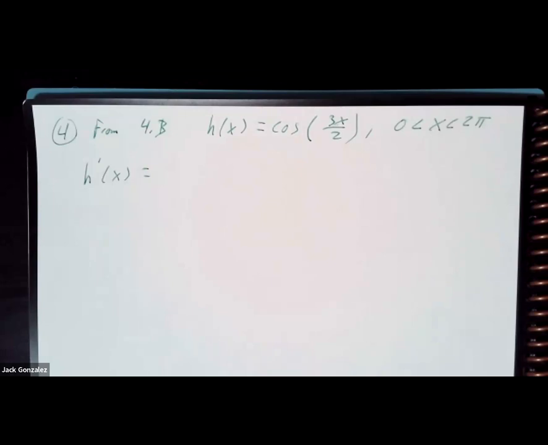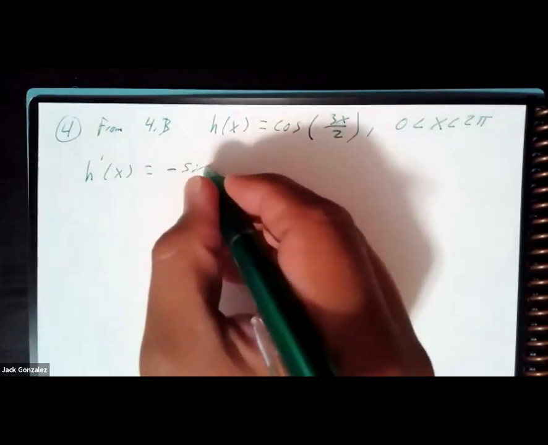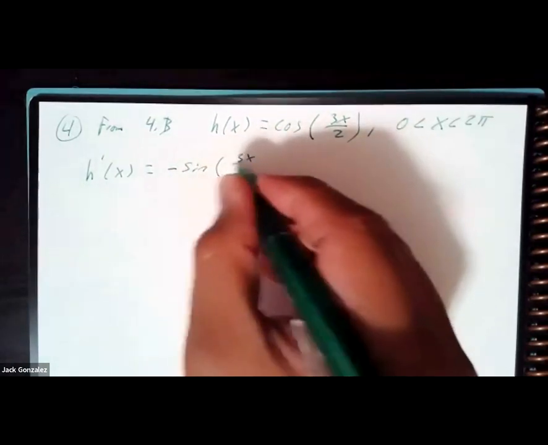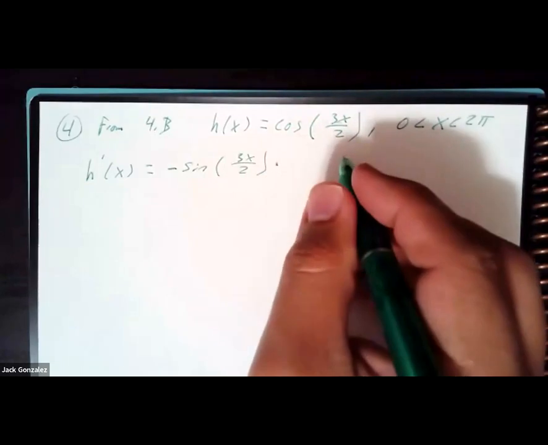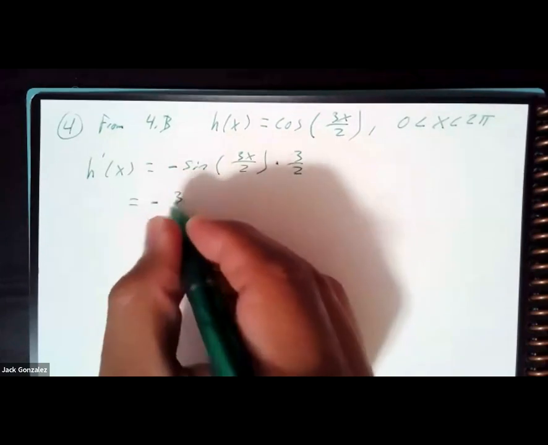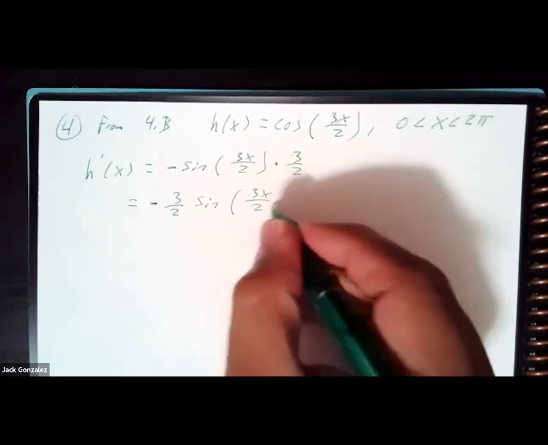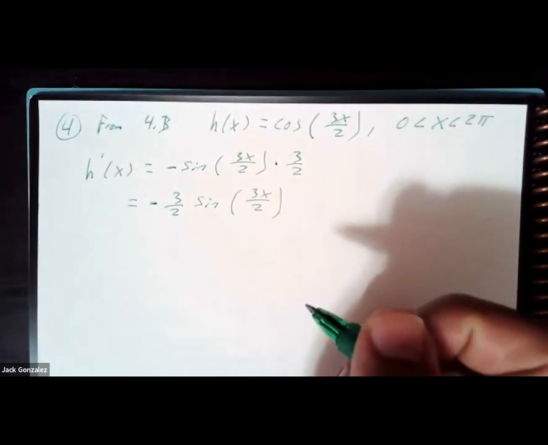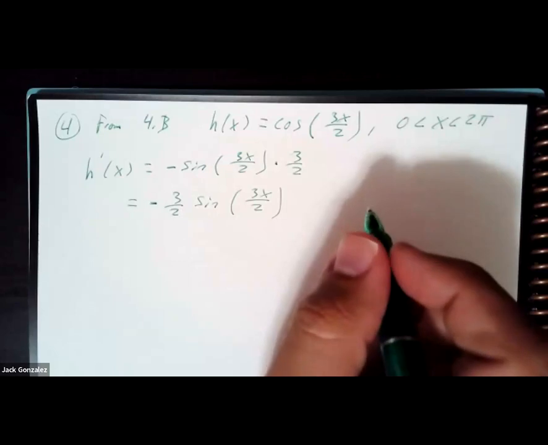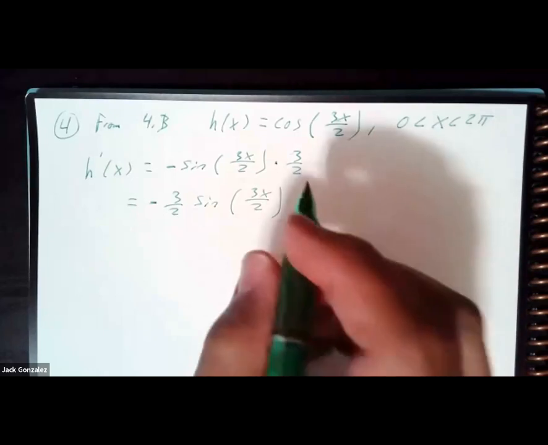Okay, so the first derivative is going to be negative sine of 3x over 2 times the derivative of the inside, which will be 3 over 2. So this becomes negative 3 over 2 sine of 3x over 2. I'm sorry, what were your numbers? It's the same. Oh, it is? Okay. Yes. All right, so set this to 0 to find the critical numbers and then test around them.